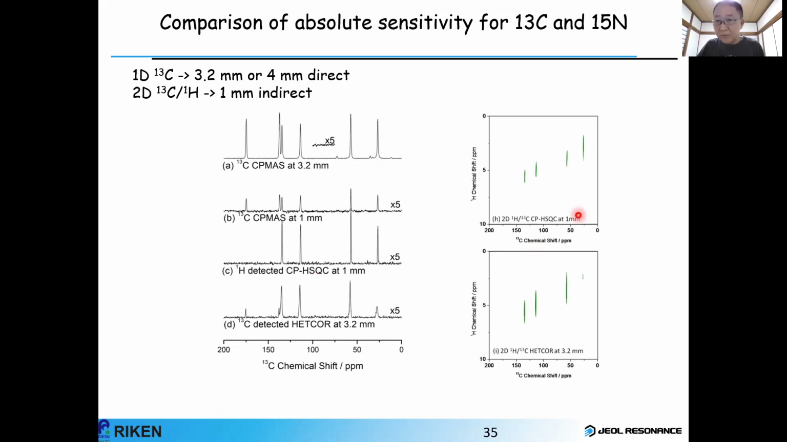But if you need a 2D experiment, we see almost the same or even better sensitivity in the proton detection experiment. Then in this case, I can recommend the proton detected experiment at fast MAS. One problem would be the absence of quaternary carbon. In this case, we should use the 3.2. But in most cases, I think proton detection is better for proton-X 2D experiments.